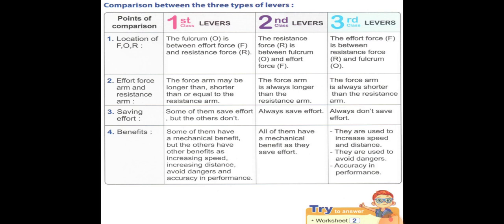What about the benefits? First class lever: some of them have mechanical benefits, but the others have other benefits such as increasing speed, increasing distance, avoiding dangers, and accuracy in performance. In the second class lever, all of them have a mechanical benefit because all of them save effort. What about the third class lever? Although they don't save effort, they are used in increasing speed, increasing distance, avoiding dangers, and accuracy in performance. So they also have a lot of benefits.